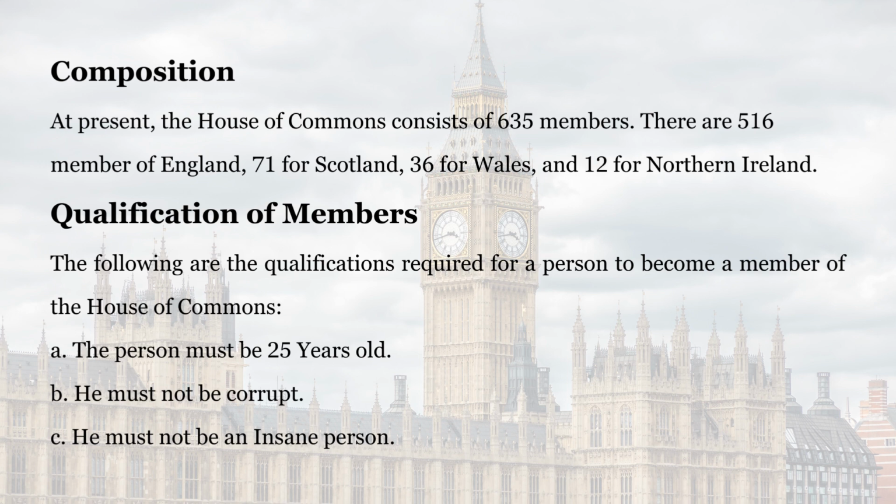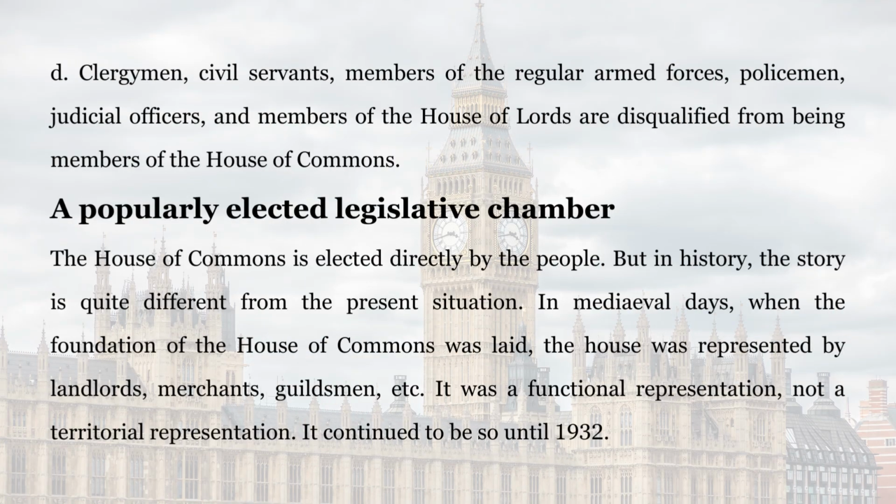Qualification of members. The following are the qualifications required for a person to become a member of the House of Commons. A. The person must be 25 years old. B. He must not be corrupt. C. He must not be an insane person. D. Clergymen, civil servants, members of the regular armed forces, policemen, judicial officers, and members of the House of Lords are disqualified from being members of the House of Commons.